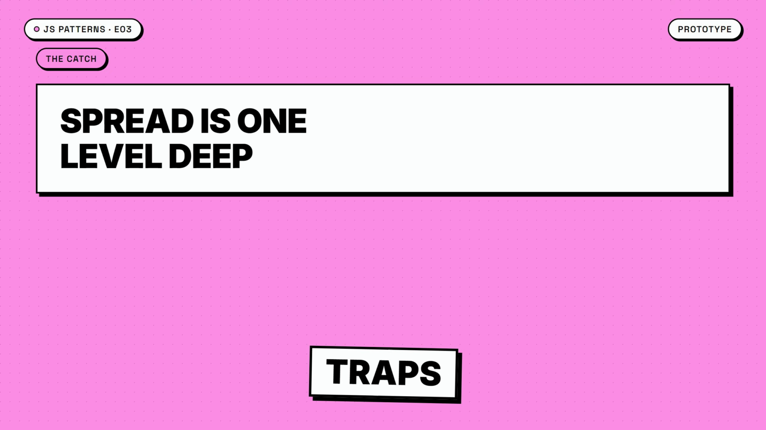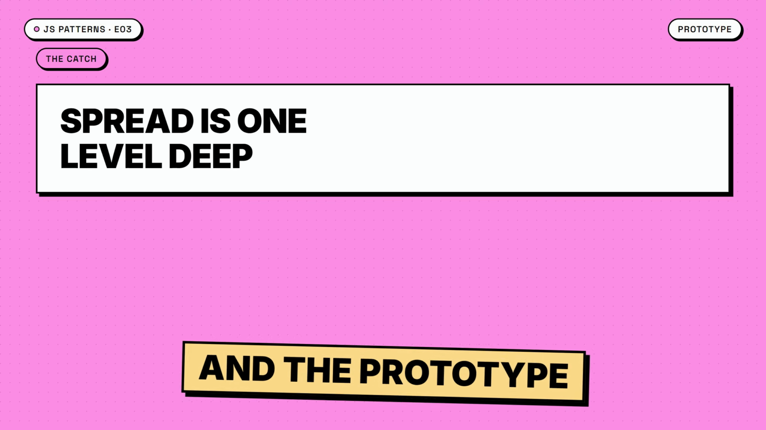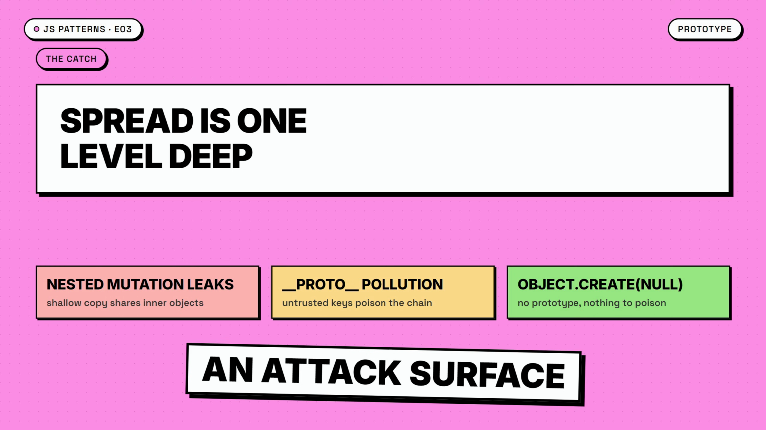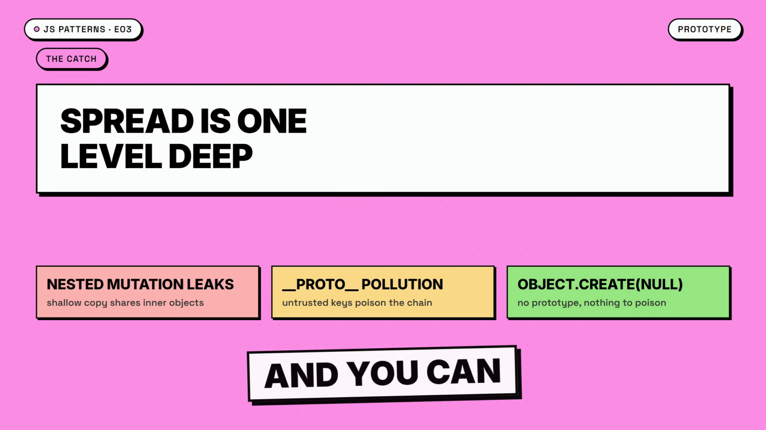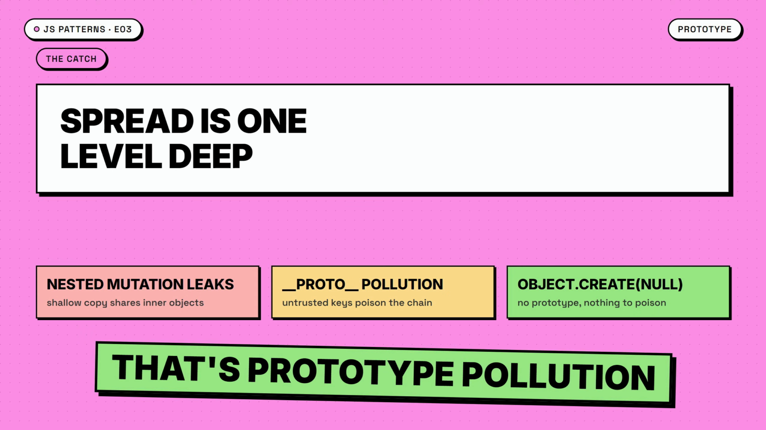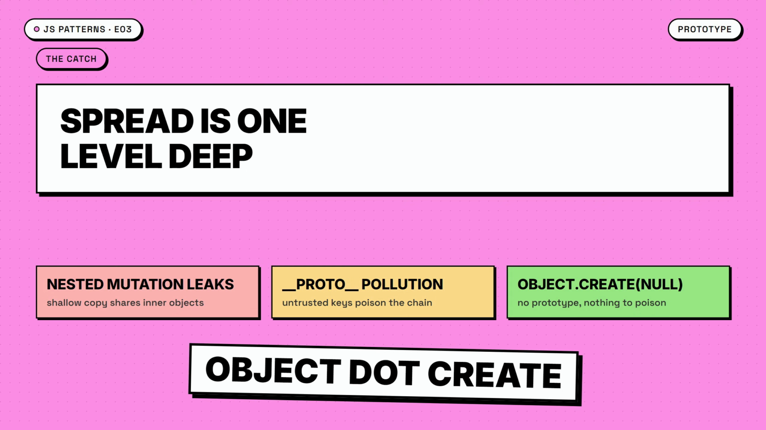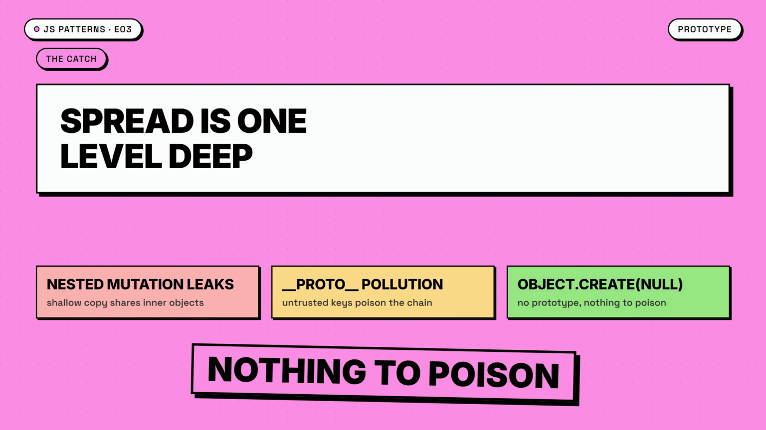But mind the traps. A spread is only one level deep. Change a nested object and you've mutated the original too. And the prototype chain itself is an attack surface. Write to __proto__ on a plain object from untrusted input, and you can poison every object in your app. That's prototype pollution. The fix? Object.create(null), a dictionary with no prototype, nothing to poison.